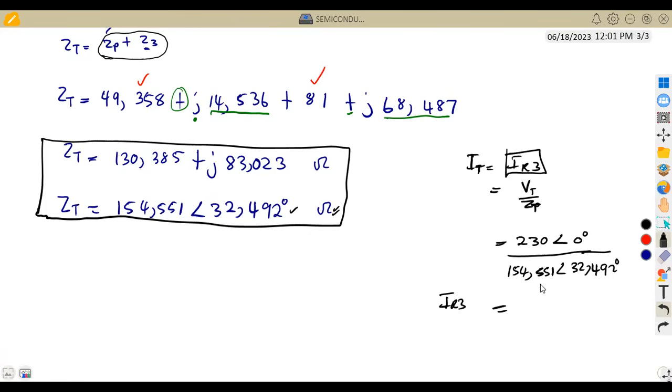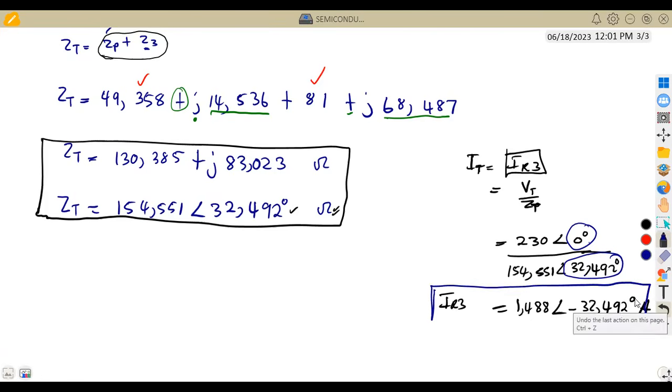So if you divide, remember in polar form, I said you divide the magnitudes. These two, you divide them. So if you divide 230 by 154.551, you're going to obtain 1.488. Angle of, for the angles, you subtract. So it's 0 minus 32.492, which is going to be minus 32.492 degrees. Okay, so this is our current, which is measured in amps. So this is our final answer, guys.